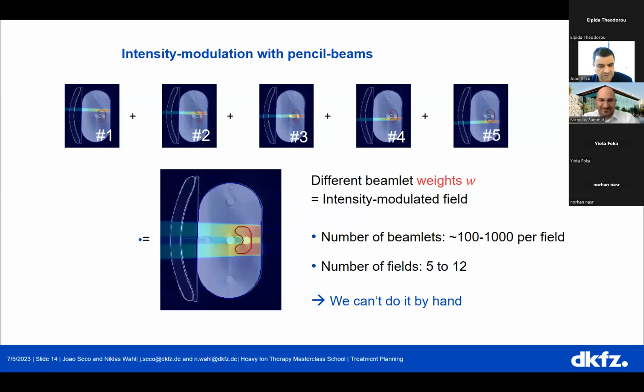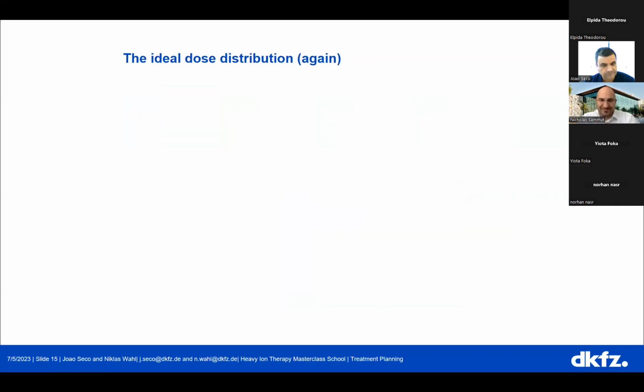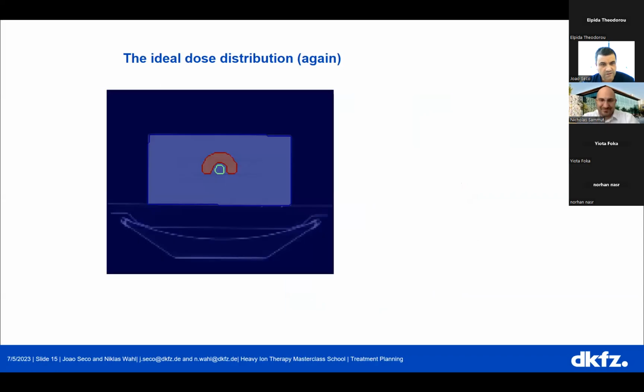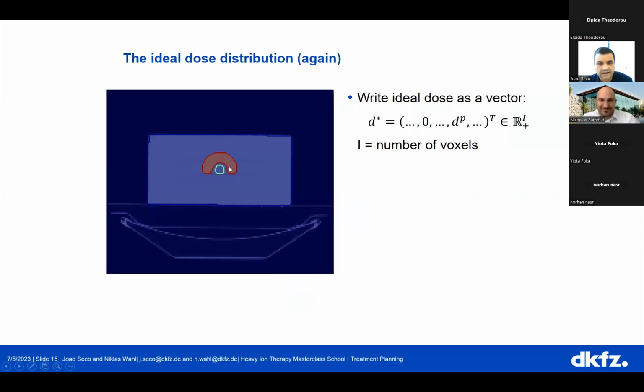In reality, in a treatment plan with many beams, you have a lot of beamlets per field. And in total, you will have between 5 to 12 fields. So you have in the order of 10,000 beamlets or more. So let's go back again to the ideal dose distribution. This is the ideal dose distribution where the red is covered with the radiation and the green has nothing. What we need to do is now to develop a mathematical way of trying to achieve that dose distribution.